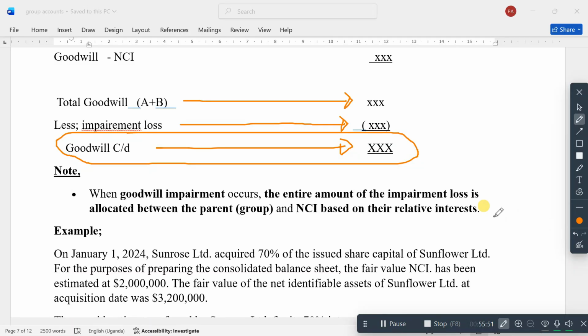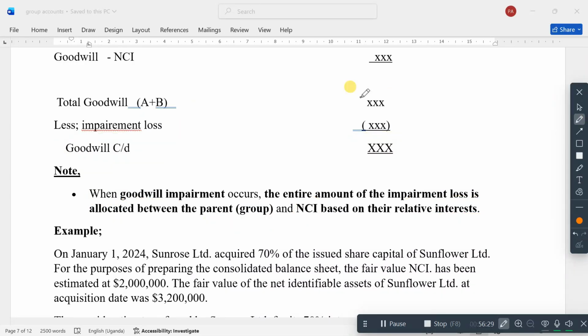Note, goodwill impairment occurs. When you have that loss, if they tell you that there is goodwill impairment, the entire amount of the impairment loss is allocated between the goodwill of the parent and NCI based on their relative interest. If the parent is having 60% shares, then NCI 40%, we shall share the goodwill impairment in regard to those percentages. For us to understand what I have explained, we need to look at this example.